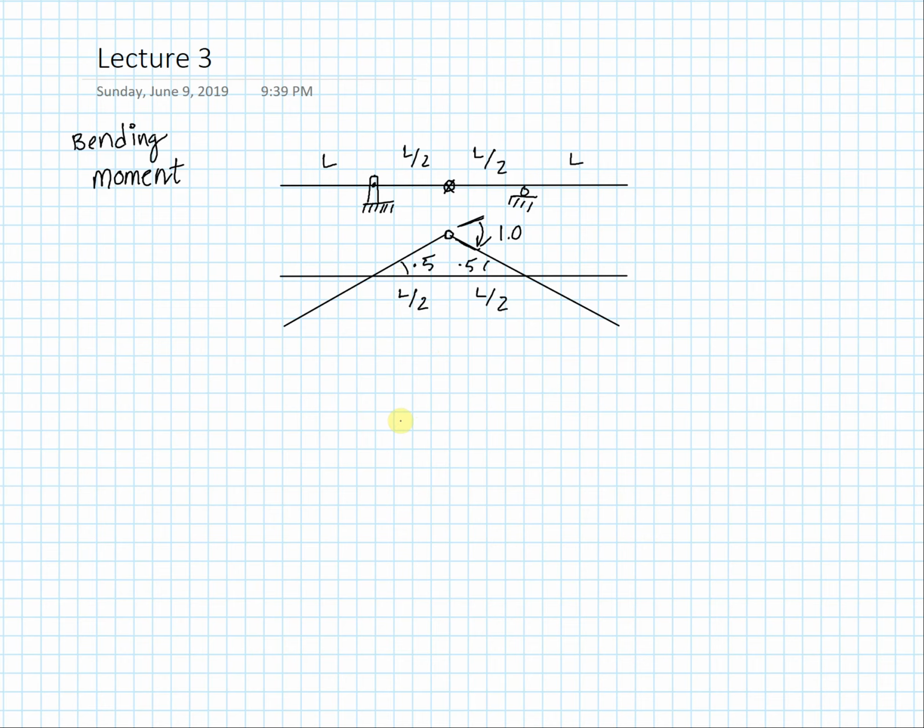And so if I'm looking at this triangle, and I know this angle is 0.5, and I know this length here is L over 2, then I can really find out what this maximum value is at the location of the hinge. And this is going to equal 0.5 times L over 2, and that'll result in L over 4.